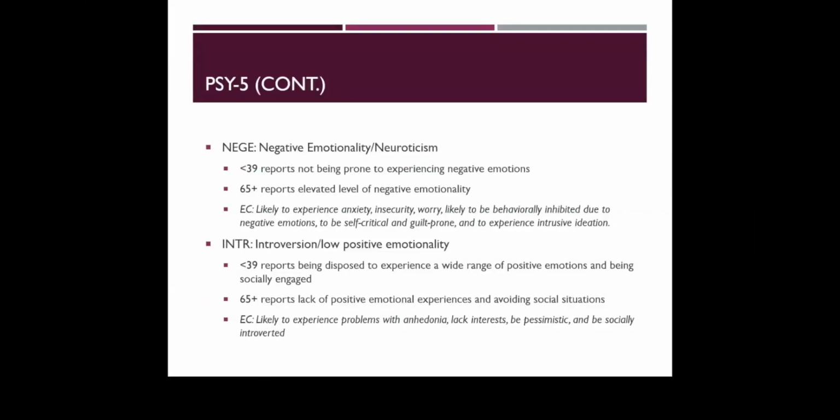Neg-E, negative emotionality and neuroticism, can be interpreted low or high. A low score means you're not prone to experiencing negative emotions, whereas a high score means you have a tendency to generally experience negative emotionality. And then introversion or low positive emotionality, a low score means that you tend to have a wide range of positive emotions and are socially engaged, whereas a high score means you lack those positive emotions and also tend to avoid social situations. So again, these are more broad-based, temperamental than the specific problem scales or the revised clinical scales.